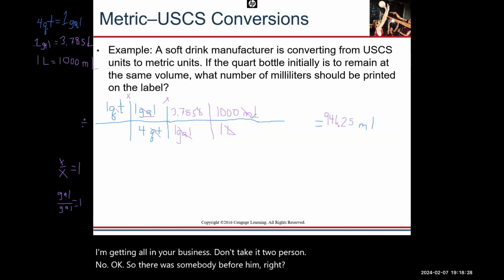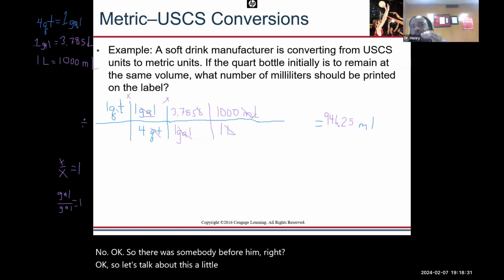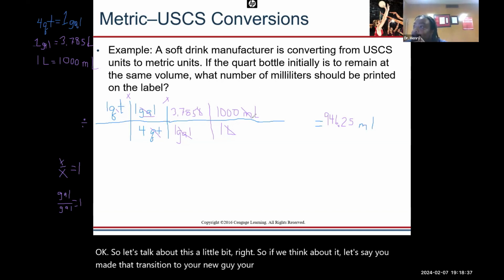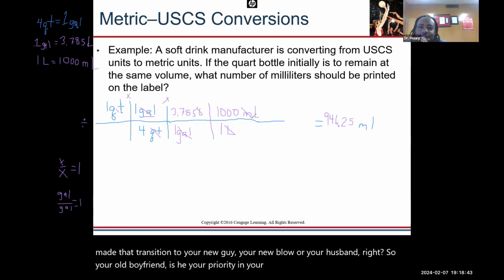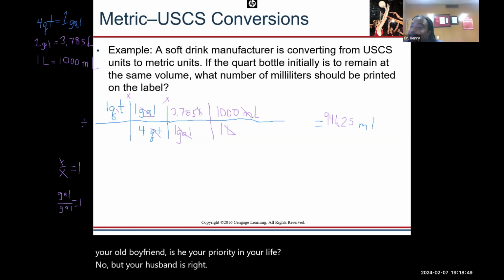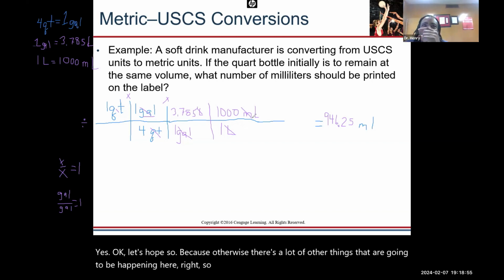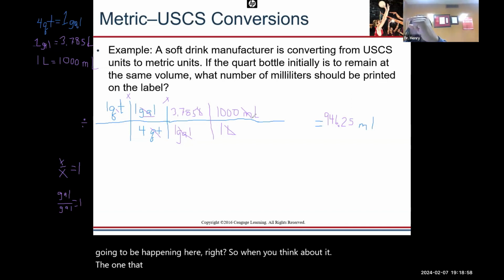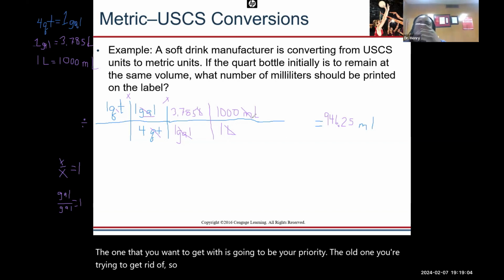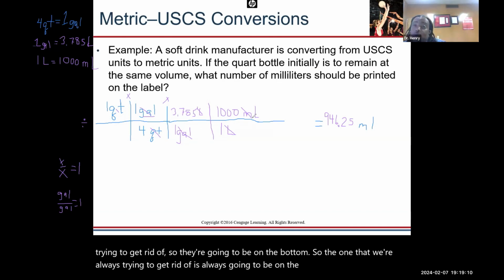Yes. Okay, so let's talk about this a little bit. Let's say you made that transition to your new guy, your husband. Your old boyfriend, is he a priority in your life? No. But your husband is, right? Yes. Okay. So when you think about it, the one that you want to get with is going to be your priority. The old one you're trying to get rid of is going to be on the bottom. So the one that we're always trying to get rid of is always going to be on the bottom. The one that we're trying to get to is always going to be on top.